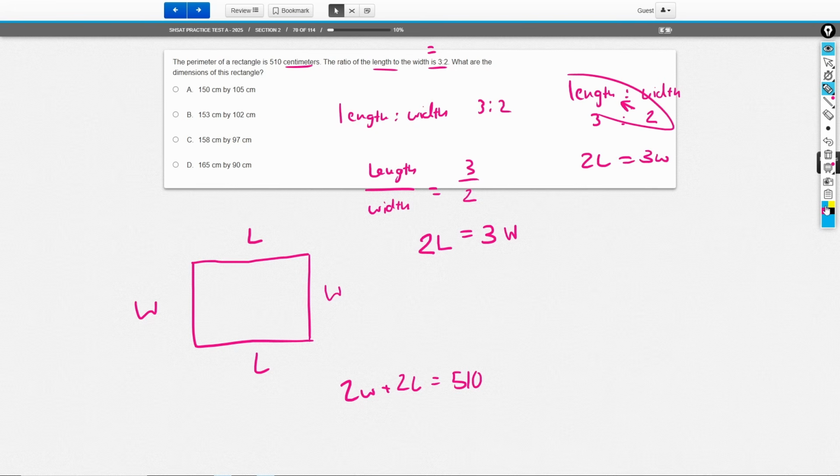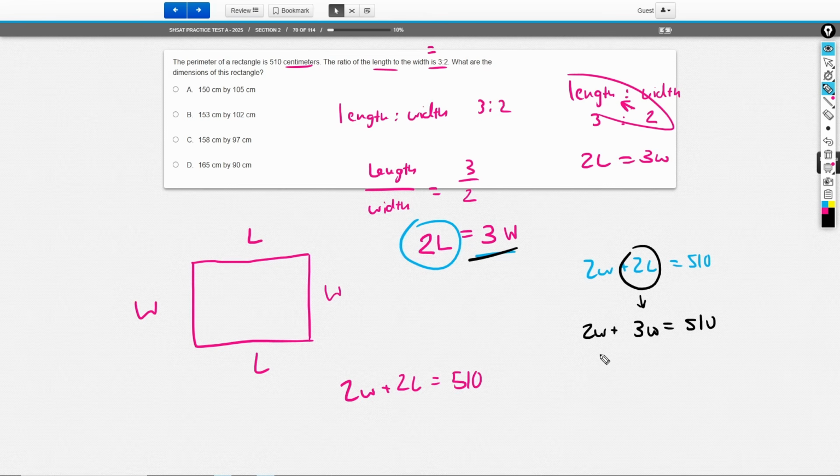So now what can I do? Well, I have this equation, 2w plus 2l is equal to 510. I can't solve for w or l if I have both of them here, so I need to plug one of them in. Luckily, I know that 2 times the length is equal to 3 times the width. So wherever I see a 2l in this equation, I can replace it with a 3w. So here I see a 2l, and I'm just going to rewrite that as 3w. And now I have 2w plus 3w is equal to 510. 5w is equal to 510.